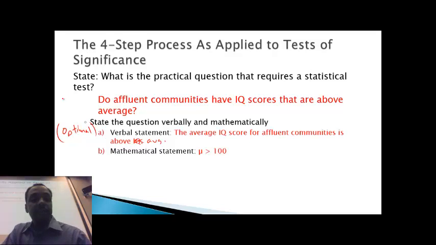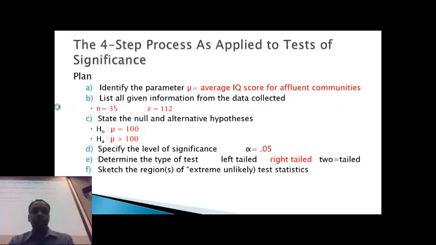But this is the key part up here. This is key. Next one. Okay, so identify the parameter. Well, mu is the average IQ score for all persons in affluent communities.